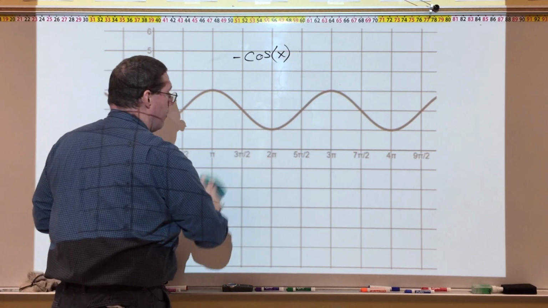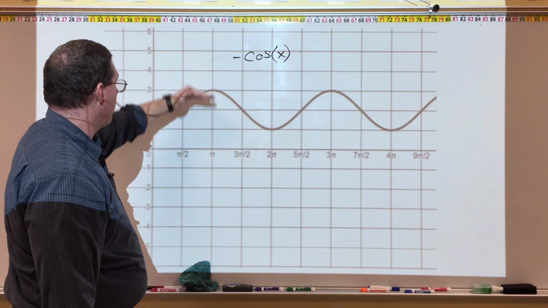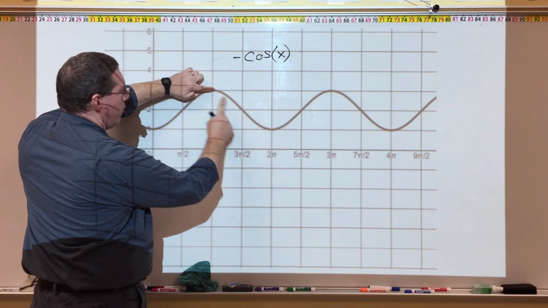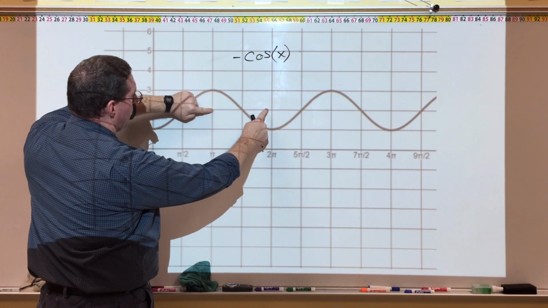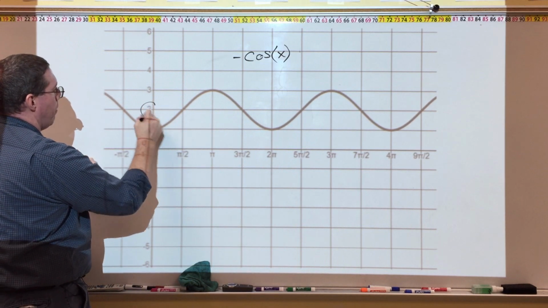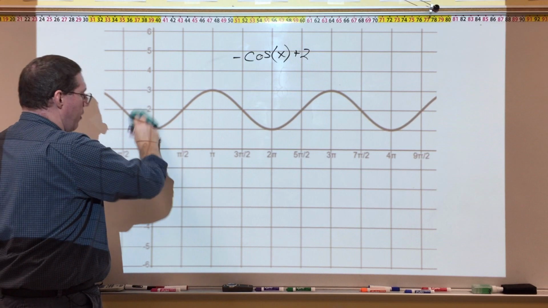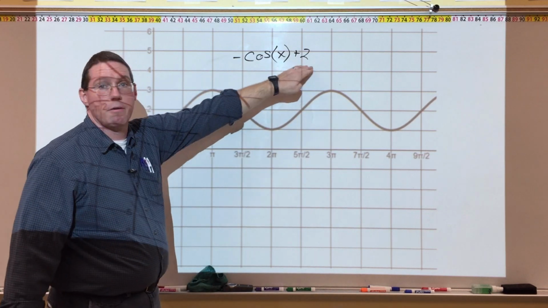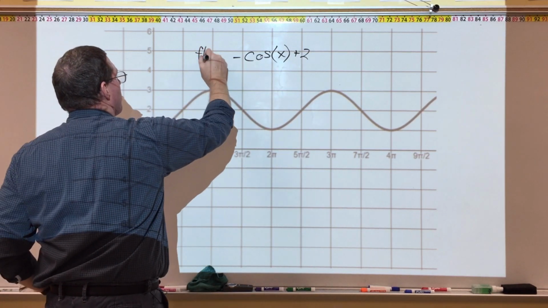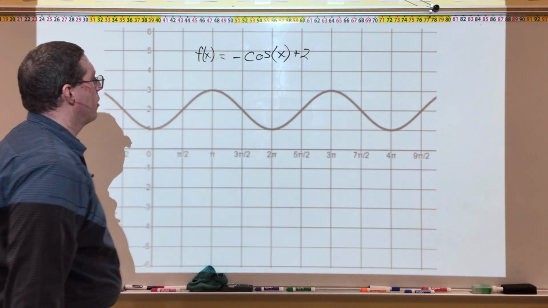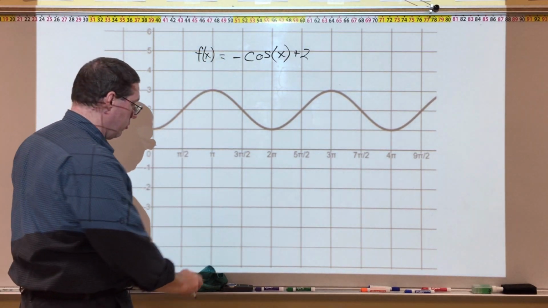And lastly, let's identify the vertical shift. Here's the high point of the curve. Here's the low point. Halfway between is right here. And that's the midline, positive 2. So we'll put a plus 2. So this is the curve of negative cosine of x plus 2. We're going to throw an f of x on the front there. So f of x is equal to negative cosine of x plus 2.